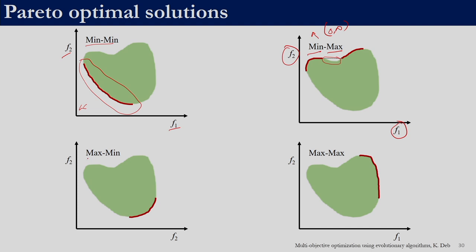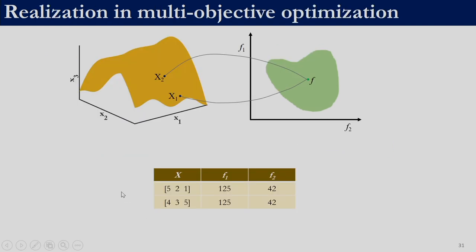So if you have a max min, then this has to be F1. Right. Then we are looking at infinity comma 0 points, so this direction is the Pareto front. So if both the objectives are to be maximized, right, then we are looking at the points which are towards infinity comma infinity, right?